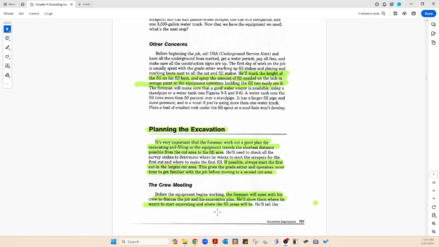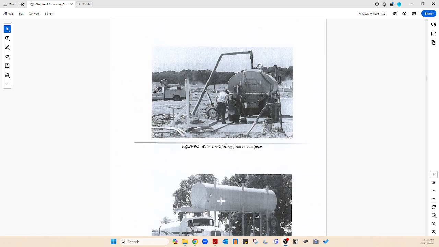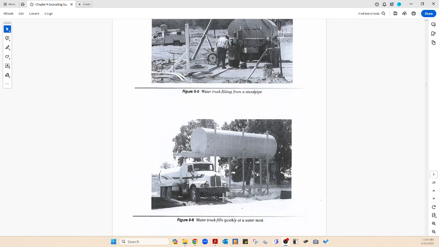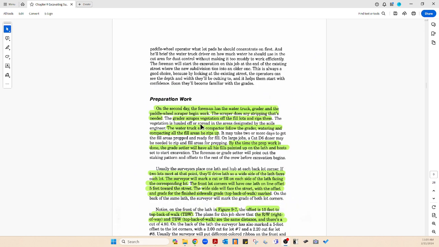Planning excavation. Then we talked a little about the crew meeting, where everybody gets together. We talked about the water sources and the prep work. We went through what all of these things are going to be doing. Water truck, grader, and paddle wheel scraper begin to work on the second day. And then the scraper starts stripping. Yeah, I went over that.